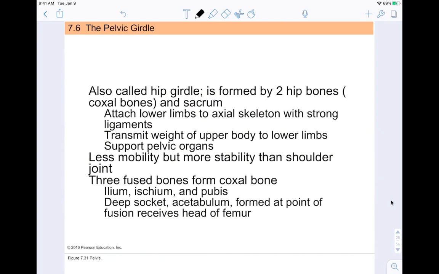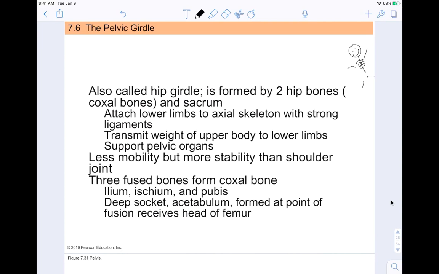Remember that our axial skeleton is our skull, our spine, and then our thoracic cage, our rib cage. That is your axial. We're talking about the arms and the legs now, which makes up your appendicular skeleton. It's going to attach the lower limbs to the axial skeleton with very strong ligaments. It's going to help to transmit the weight of the upper body, and the lower limbs are going to help to support our pelvic organs as well.